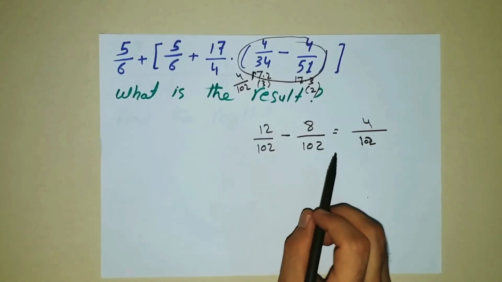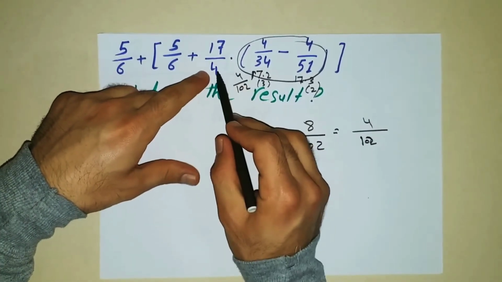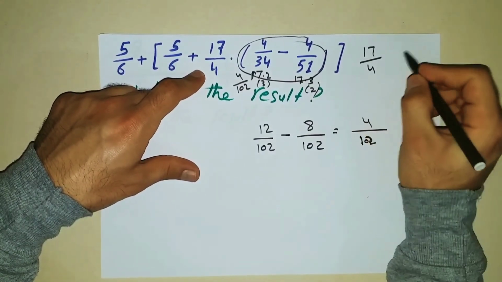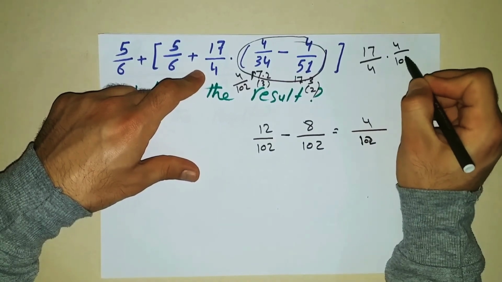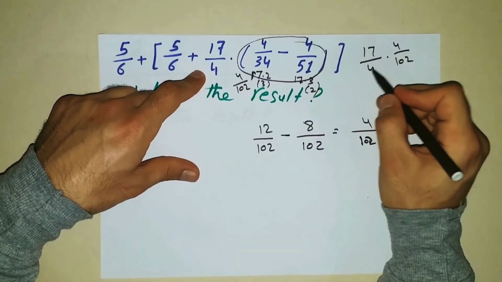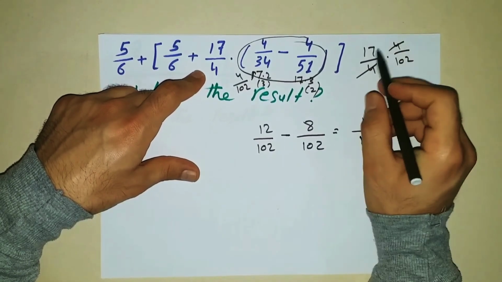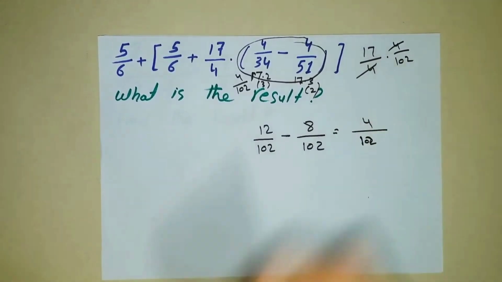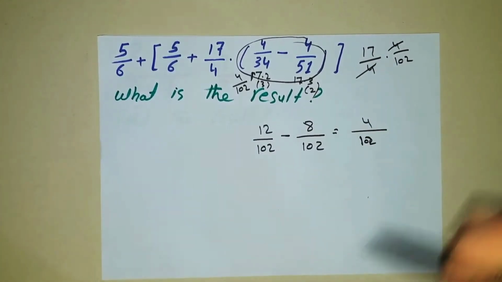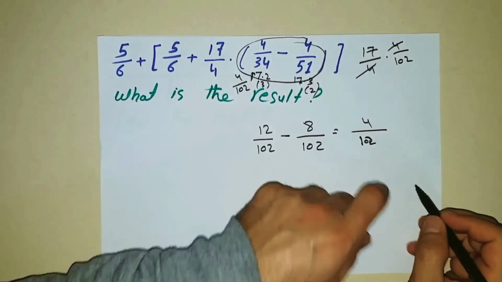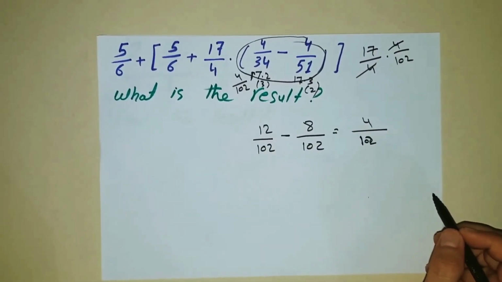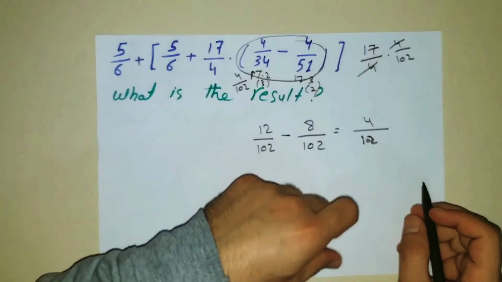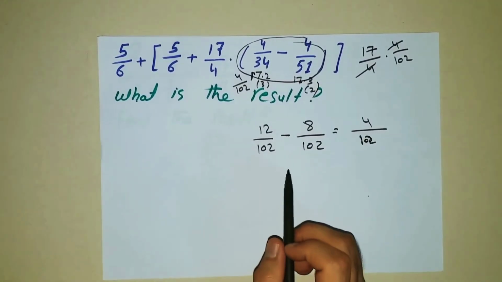Now this 17 by 4, I will do this one in the corner for you people. 17 by 4 multiplied by 4 by 102. Now I can simplify them. Yes, I can simplify this one with 4 and this one with 17. Let's check, can we simplify this one? Yes, we can simplify with 17. Let me check this one. Okay, it will remain the same.